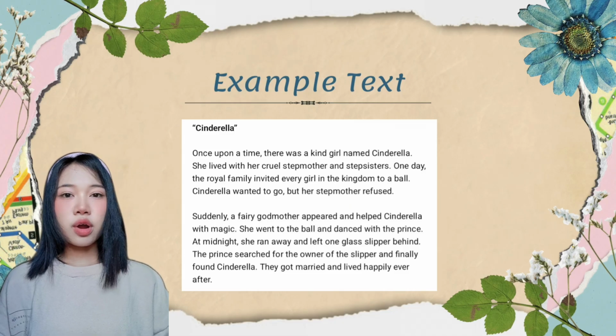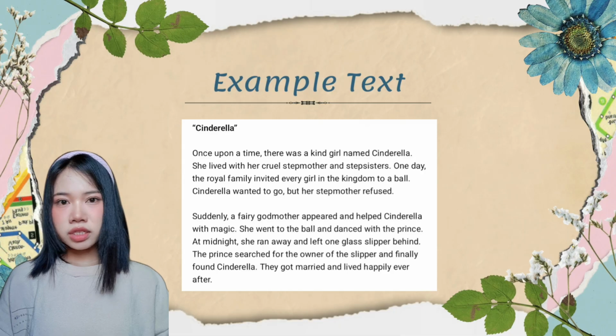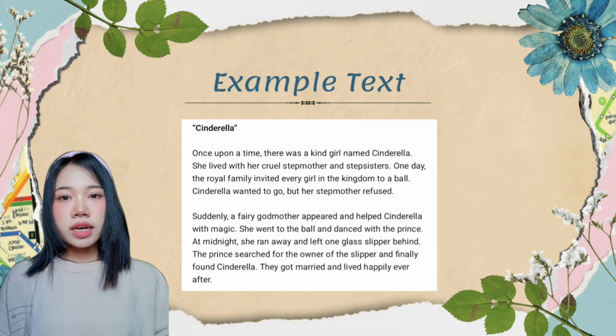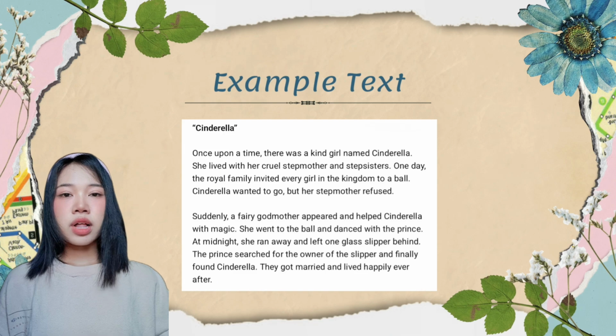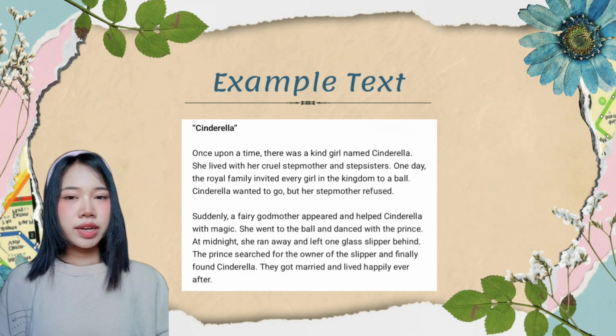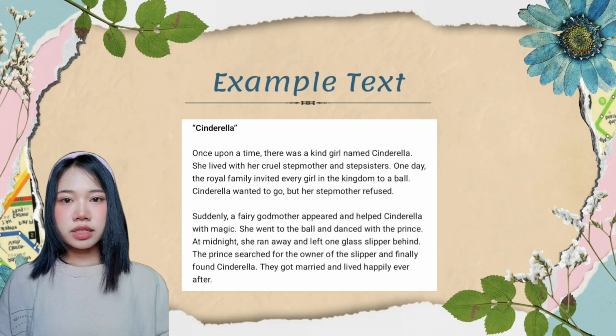I will not read all of it, but the story tells about Cinderella who lived with her cruel stepmother and stepsisters. She wanted to go to the royal ball, and finally a fairy helped her. In the end, the prince found Cinderella using the glass slipper.